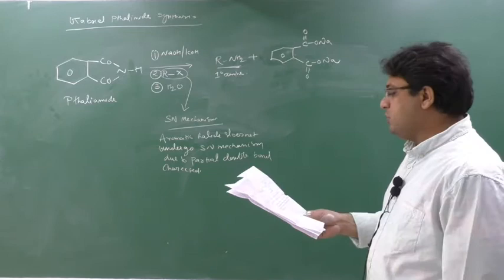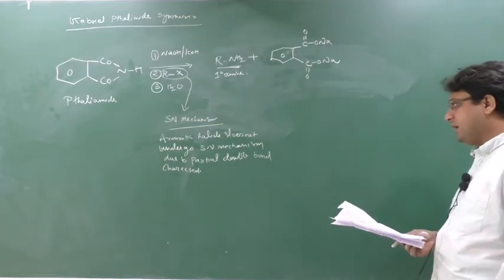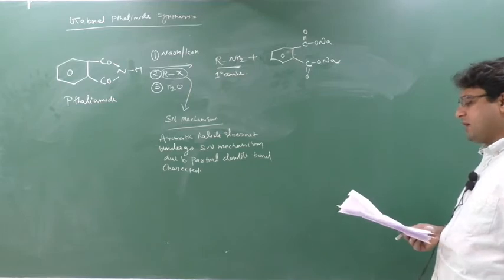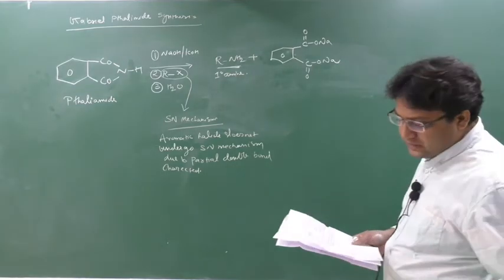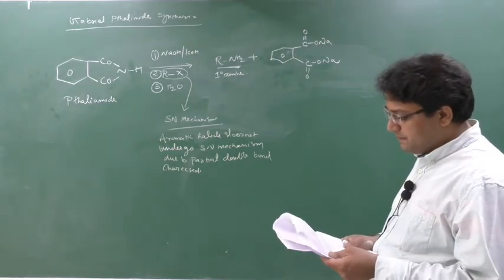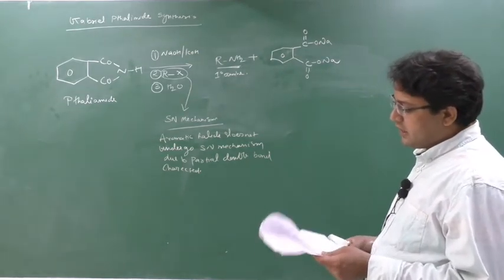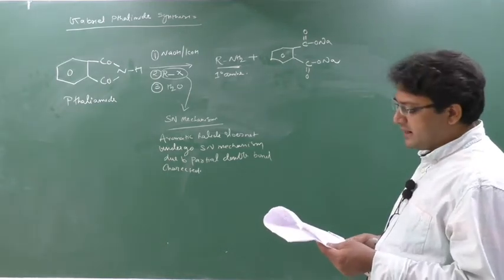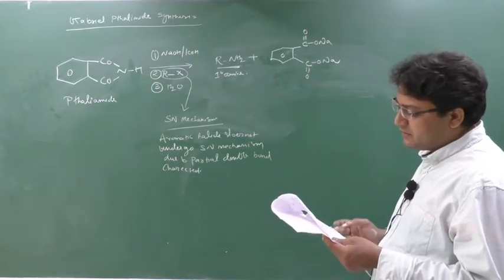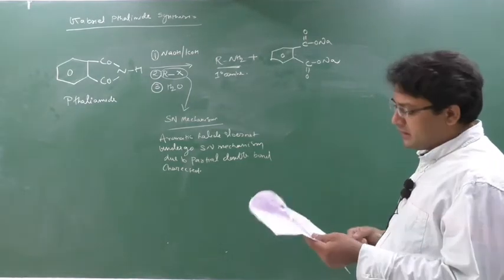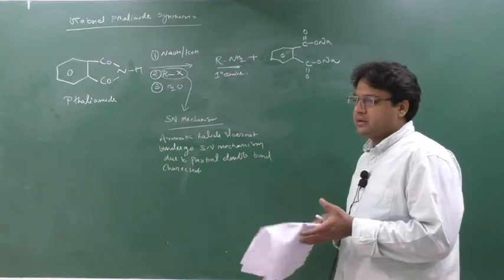1 degree amine can be only formed. Aryl amine can never be formed by this method, because the aromatic ring doesn't show SN mechanism, because aromatic halide doesn't undergo SN mechanism due to partial double bond character.